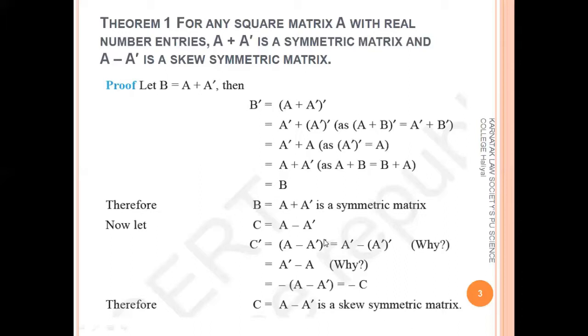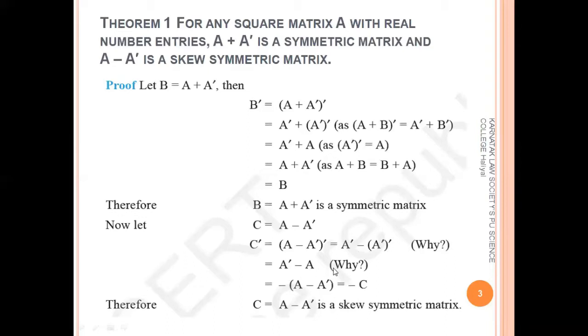Similarly, we choose the alphabet C and take the subtraction between A and A dash, that is A minus A dash. Again, we take the transpose on both sides of the equality. So C dash is equal to A minus A dash whole dash, and that is A dash minus A dash of whole dash, because of the transpose property of a matrix. Afterwards, A dash minus A, because A dash whole dash is equal to A.